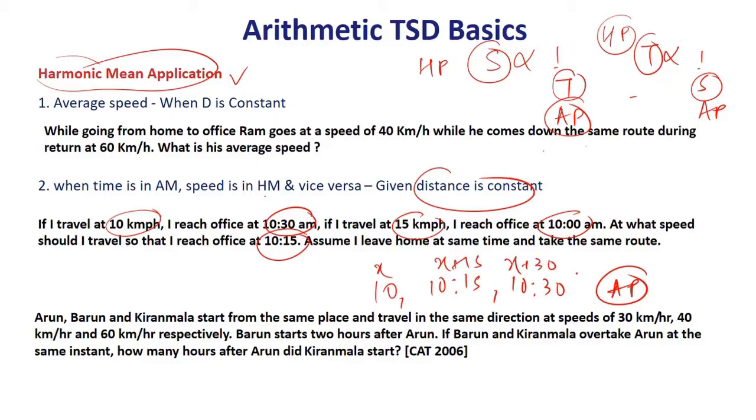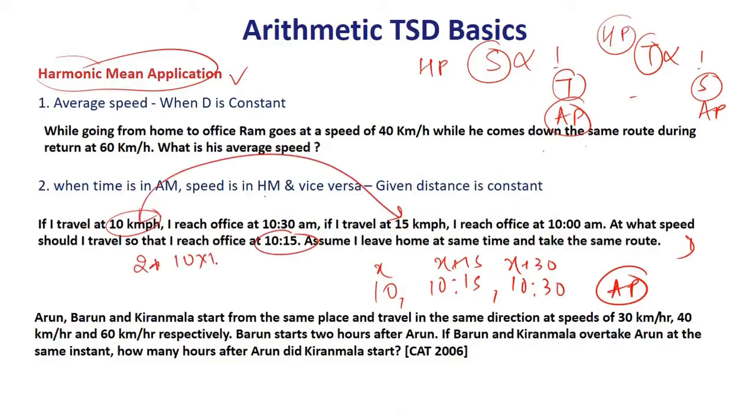This is in AP. Therefore, since the time is in AP and you are taking the same route, meaning distance is a constant, the speed must be in harmonic progression. So for 10:15, all I have to do is take the harmonic mean of 10 and 15. That will become 2 into 10 into 15 upon 25. So 2 times 5 times 3, so 4 into 3 is 12 km per hour. As simple as that. How simple is this question if you understand this basic concept.